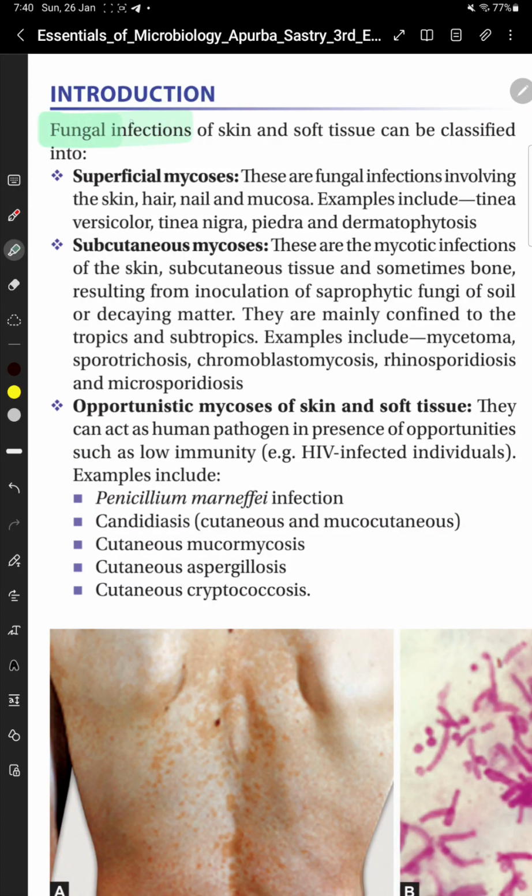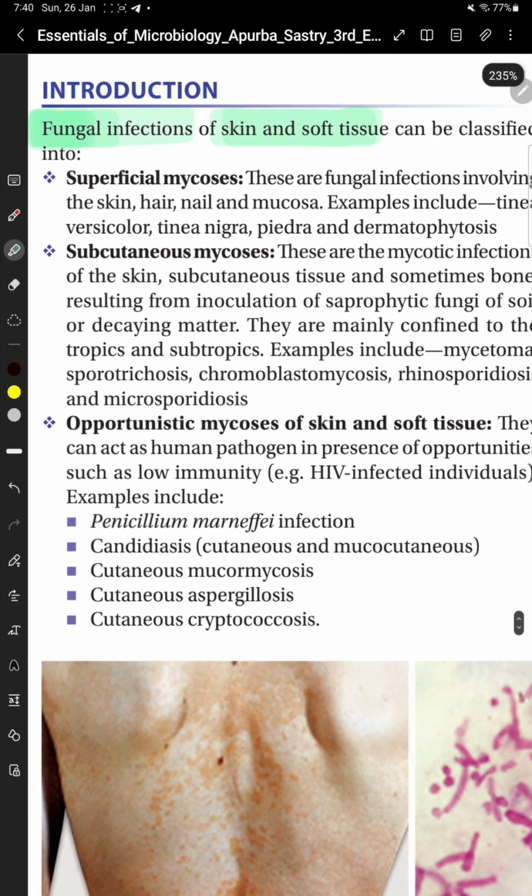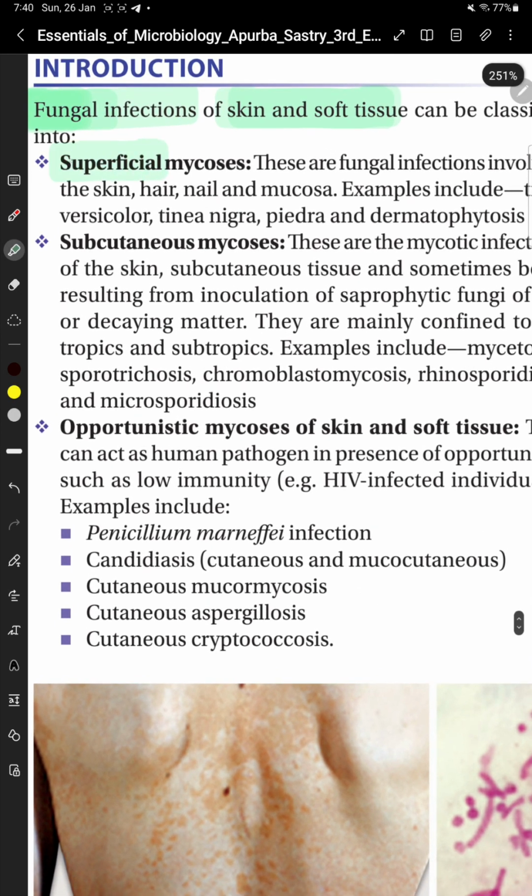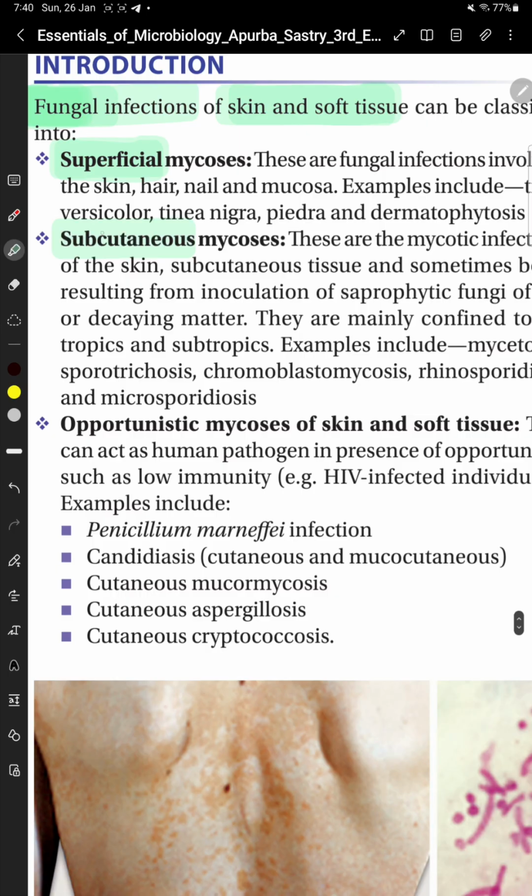The fungal infections of skin and soft tissue are classified into three categories: superficial mycosis, subcutaneous mycosis, and opportunistic mycosis of skin and soft tissue.